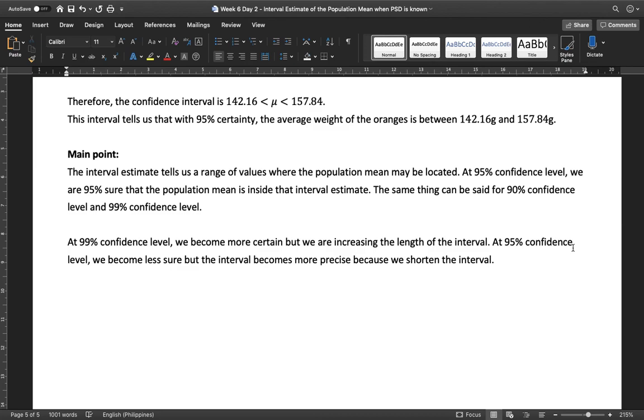So, in our next lesson, we're going to deal again with interval estimate, but this time, yung population standard deviation naman is unknown. So, what we're going to use there is another kind of distribution, which is what we call the T distribution. We're going to need the Appendix B on your book, so please check that out.